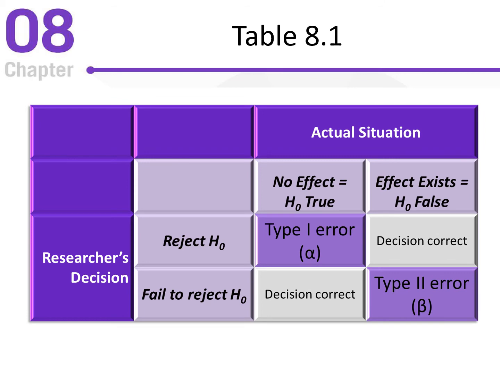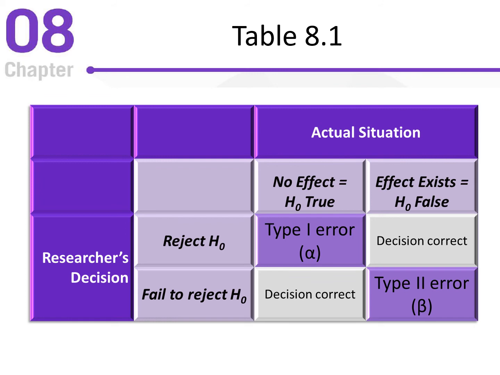And here's a slide describing the two different types of error. So in my sample, if I reject the null, and if the null is true in the population, I've made a type 1 error. In my sample, if I reject the null, and the null is false in the population, then I've made a correct decision. I rejected it when I should reject it.